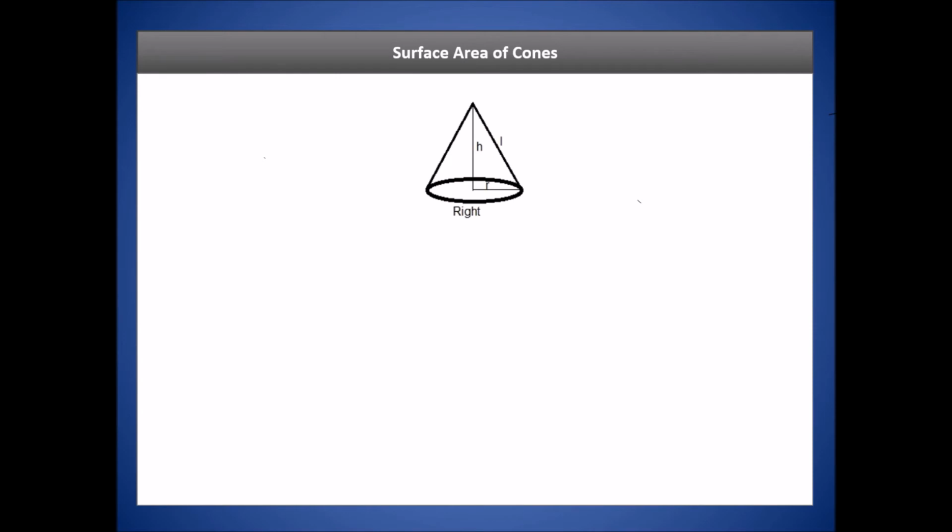All right, so let's take a look at the surface area of a cone. So we have a right cone on the bottom. In order to find the surface area of this cone, well, we know that we have a circular base here. So we know we have a circular base, and we know that the area of that circle is pi times r squared. So that part is straightforward.